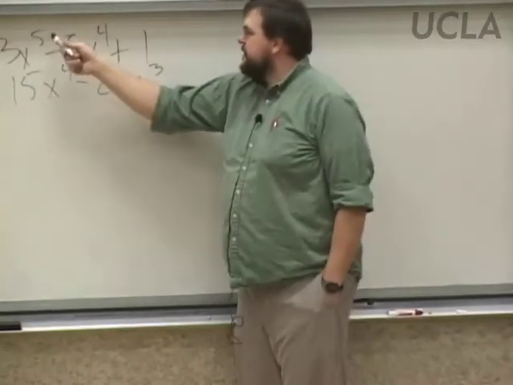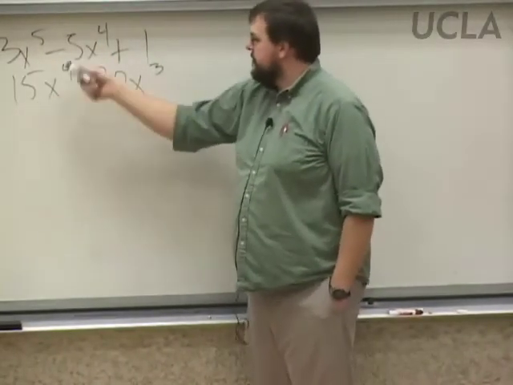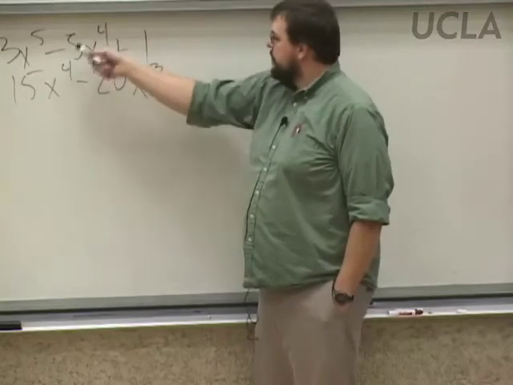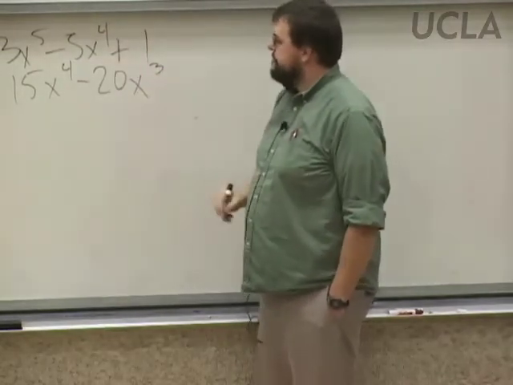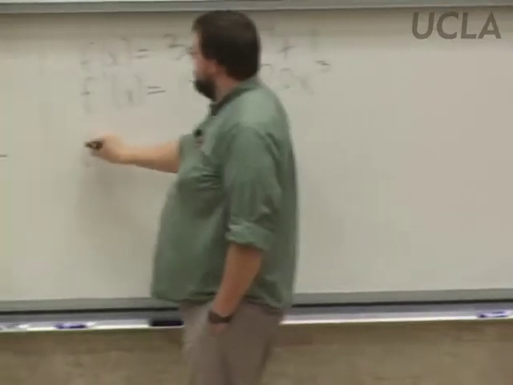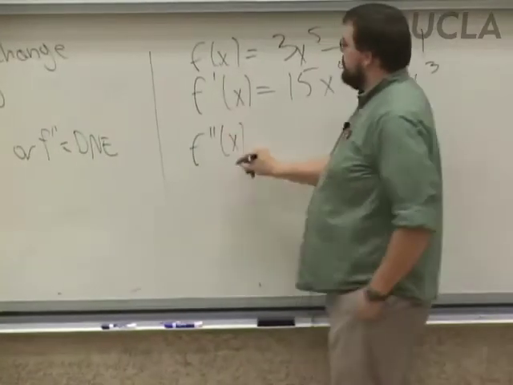Okay, so there's the first derivative. Derivative of 3x to the fifth, of course, the 5 comes down: 15x to the fourth. Derivative of 5x to the fourth, the 4 comes down: 20x cubed.